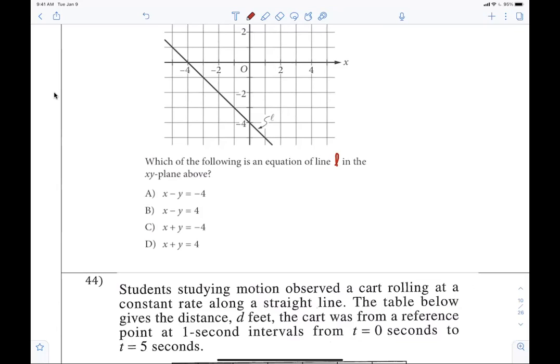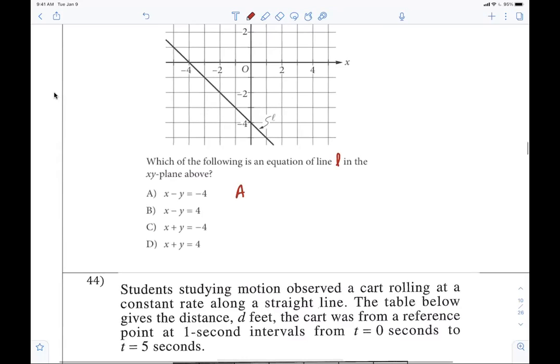x minus y equals -4. So you think A. So someone says it's A. Someone says C. Lucas, what? C. Anybody else? So I got 2 C's.